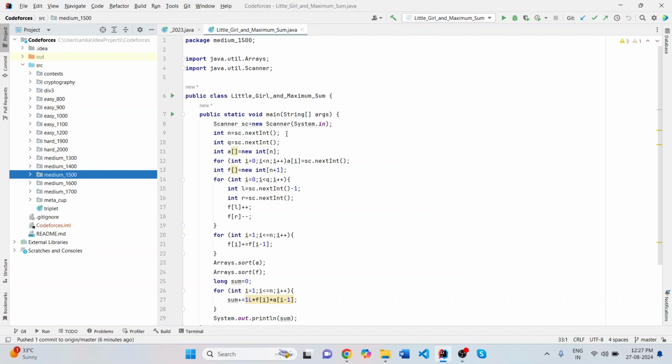So we have taken n, then q, where n is the number of elements and q is the number of queries, then array A, n inputs. We have taken n inputs in our array A.